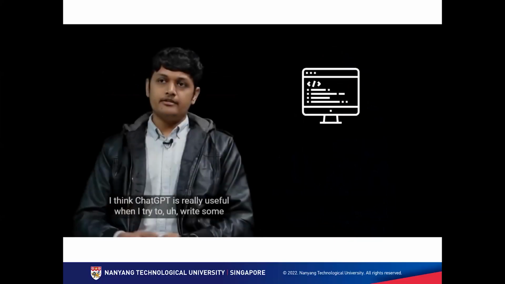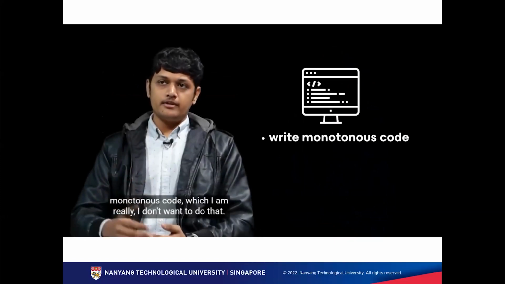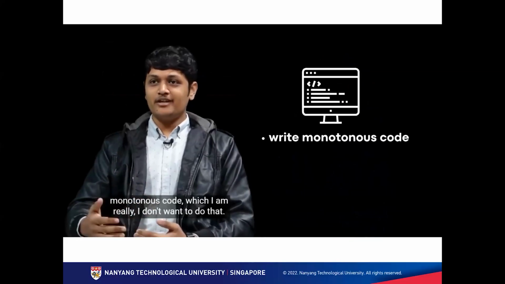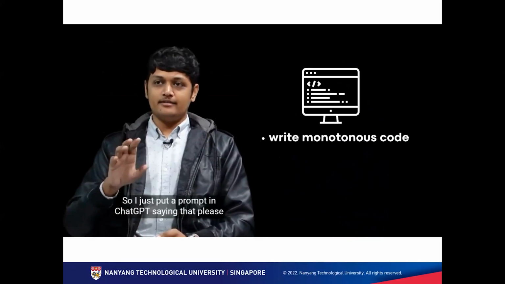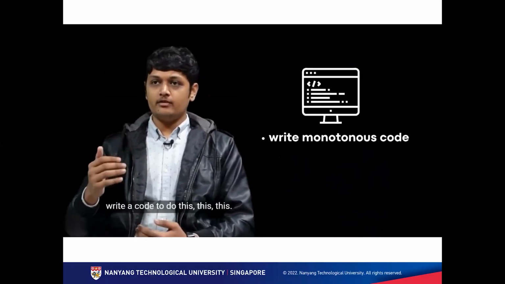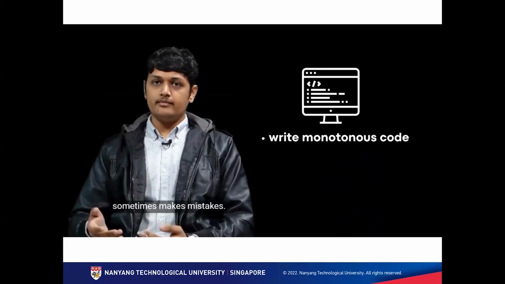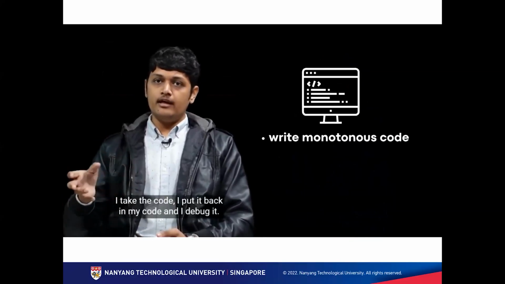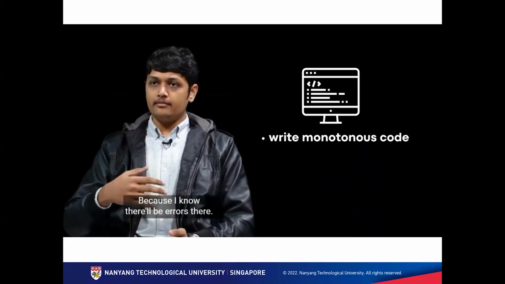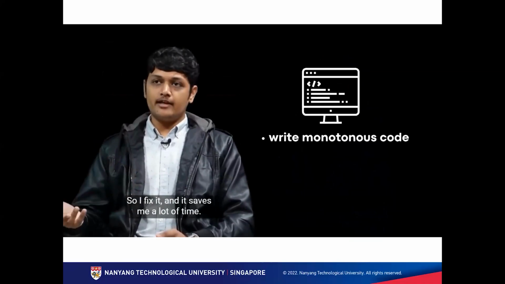I think ChatGPT is really useful when I try to write some monotonous code, which I don't want to do. I know how to do it, but it'll just take me too long to write that code. So I just put a prompt on ChatGPT saying, please write a code to do this, this, this. But when it comes to complex algorithms, it sometimes makes mistakes. So I just give it a prompt, I take the code, I put it back in my code, and I debug it because I know there'll be errors there. So I fix it, and it saves me a lot of time.